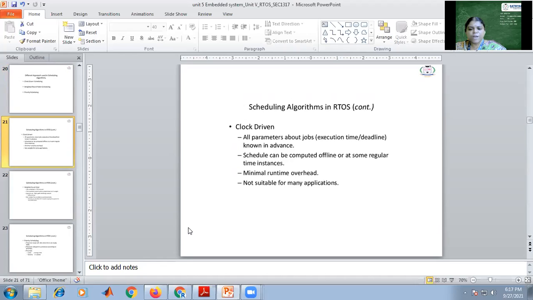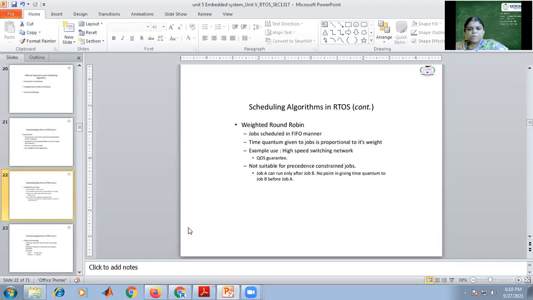Minimum runtime overhead will be there. There is not a suitable method of scheduling because it is required to know about the time required for a job, which is sometimes not possible.